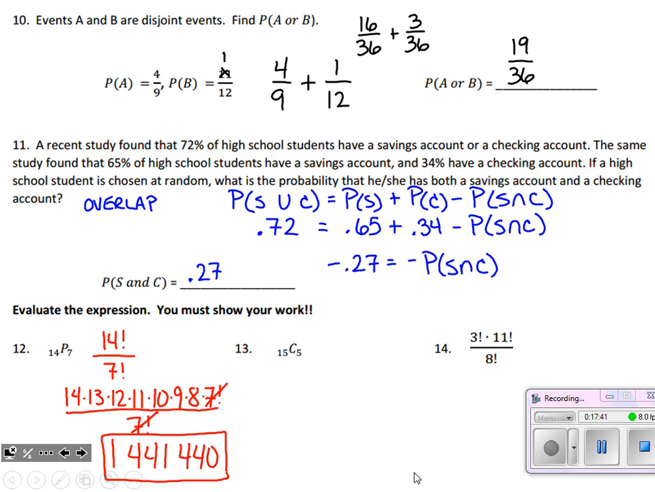For number 13, here we've got 15C5, that's 15 factorial over 15 minus 5, that's 10 factorial, times the amount we're choosing, that's 5 factorial. Okay, now since there's more than one factorial in our denominator, we're going to expand the largest until it matches the next largest. That will provide our biggest cancellation.